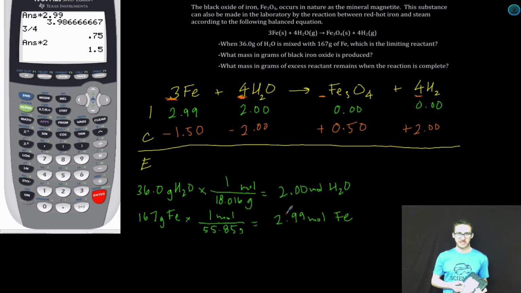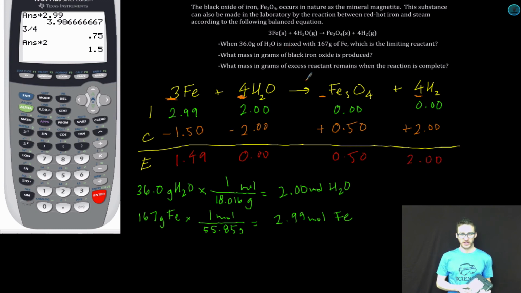Alright, final step. Let's determine the number of moles of each of these things. I'm going to have 1.49 moles of iron, 0 moles of water, my limiting reactant, 0.5 moles of Fe3O4, my magnetite, and 2 moles of hydrogen. Let's answer these questions. Our limiting reactant is going to be H2O. Boom. What mass in grams of black iron oxide is produced?